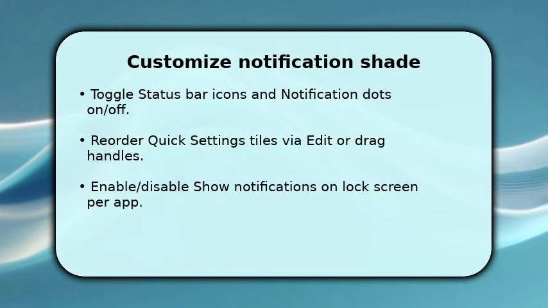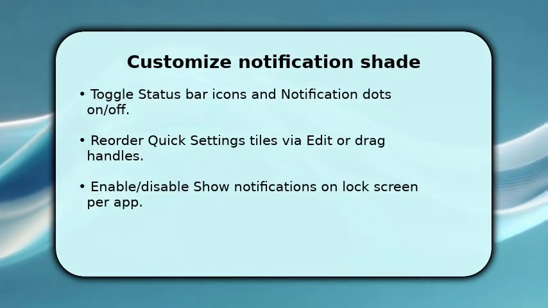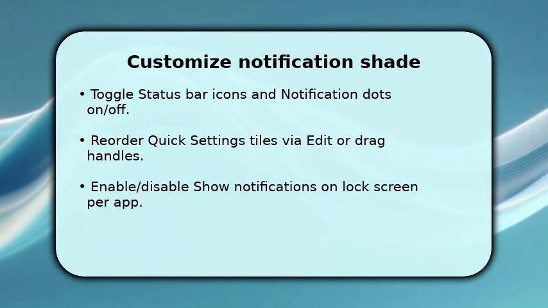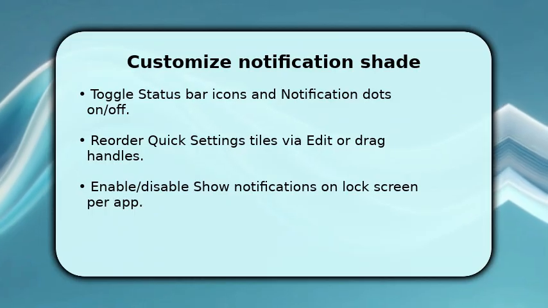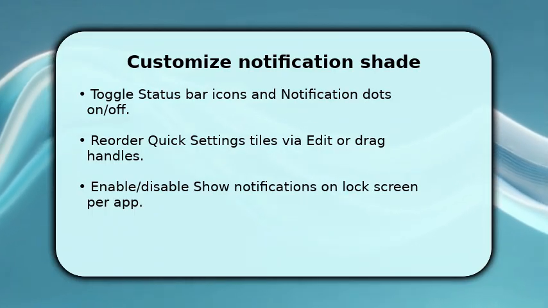You now modify what appears in the notification bar and quick tiles. First, open status bar settings to choose which system icons display and whether notification dots show. This reduces clutter and speeds recognition.